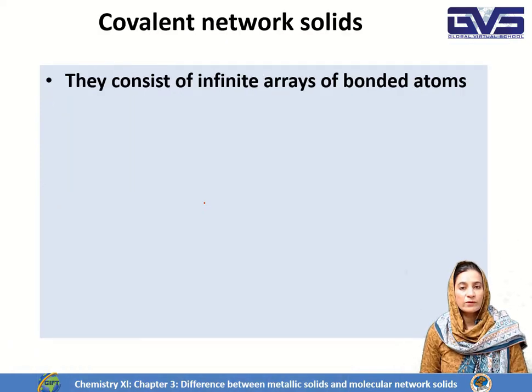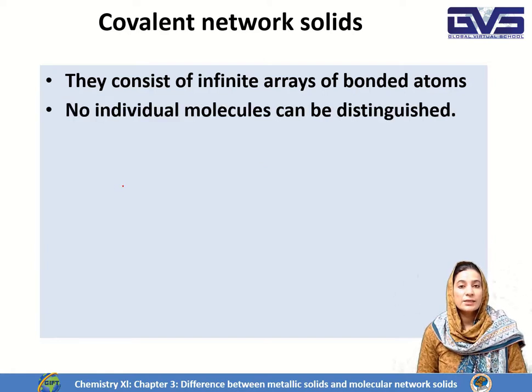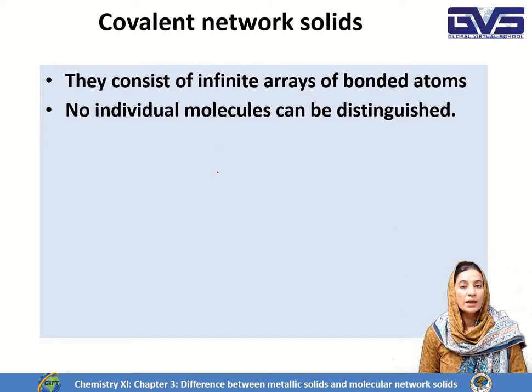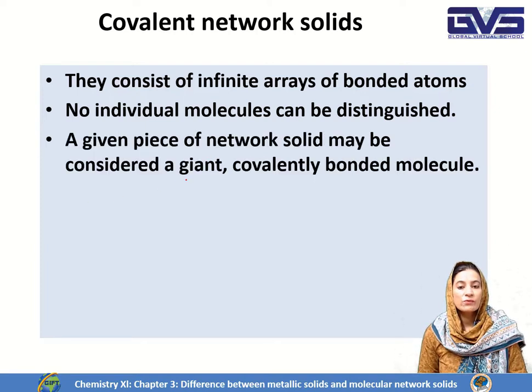And what is the covalent network solid? It is a solid that is formed by covalent bonds, and it consists of an infinite array, again not limited to some extent. Array means arrangement of bonded atoms. In this case, no individual molecules can be distinguished. You can't say that from this atom to this atom is one molecule. No, this is extended in three dimensions, x, y, and z axis, forming covalent bonds again and again and again. A given piece of network solid may be considered a giant covalently bonded molecule.